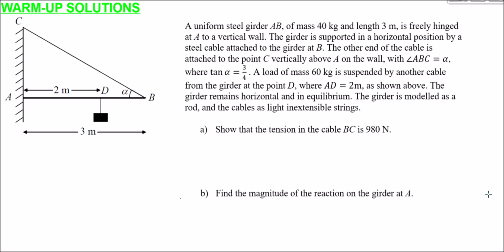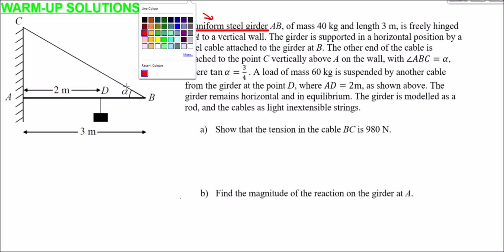Quite a lot of information to digest here. So we have a uniform steel girder, keyword uniform. It's so important, I'm just going to highlight what this means. Uniform means centre of mass is at the middle. So it says it's mass 40 kilograms and length 3 meters. So because it's uniform, that means its centre of mass is going to act halfway along 3, which is 1.5.